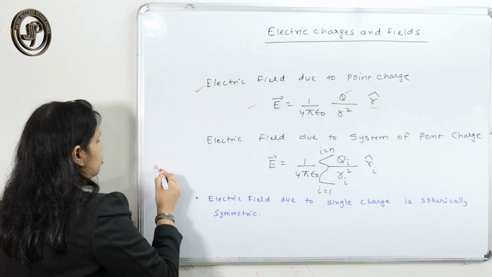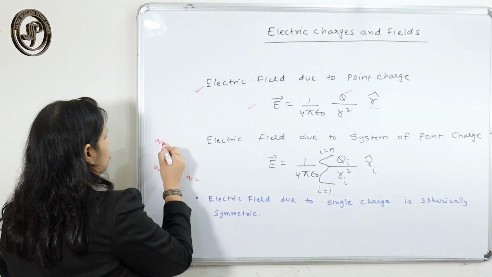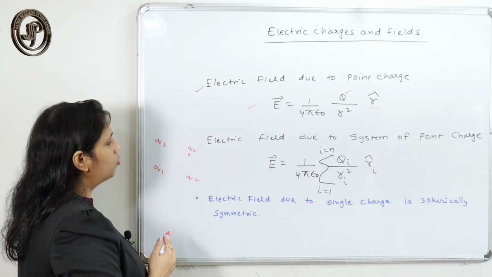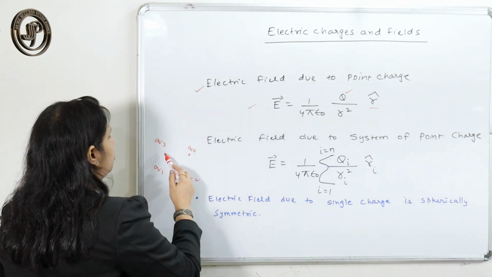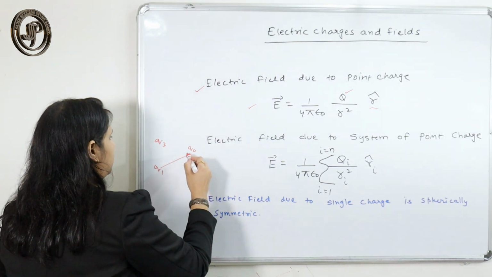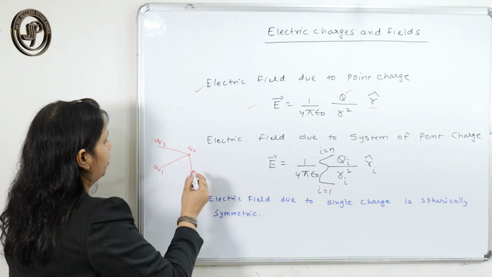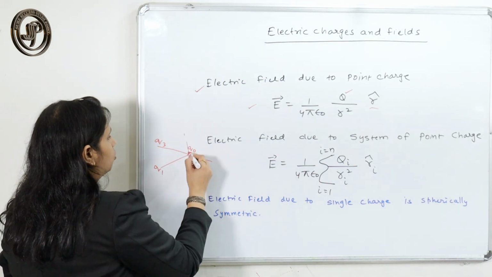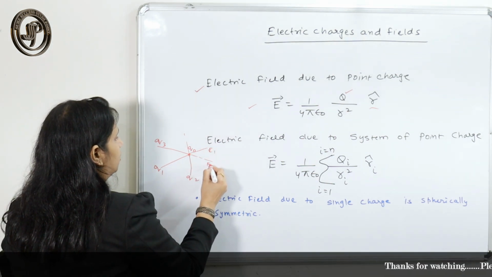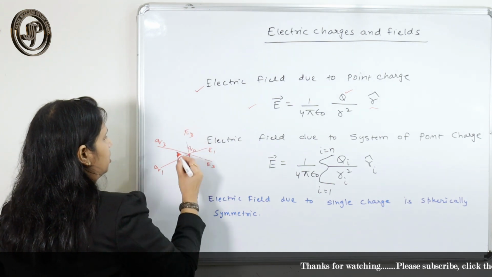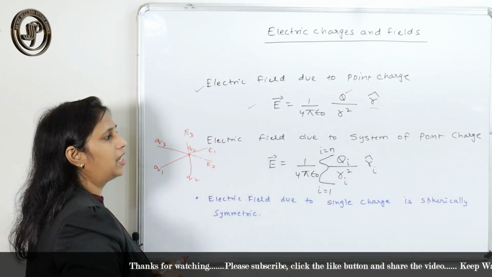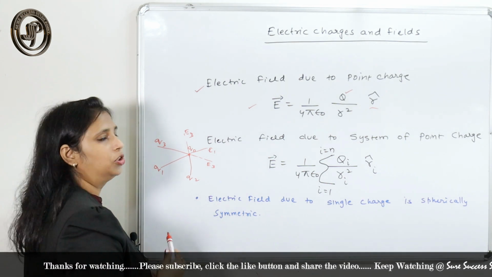And for a system of point charges, suppose you have charges q1, q2, q3 like that, and here is a test charge. Now you have to find the electric field due to the system of these charges. So how can you find it? You first find the electric field because of each of the three charges, and then find the resultant. So the resultant of E1, E2, E3 gives you the electric field due to the charges Q1, Q2, Q3.